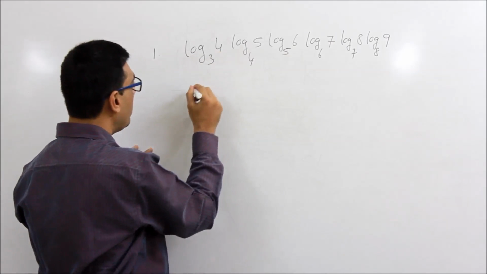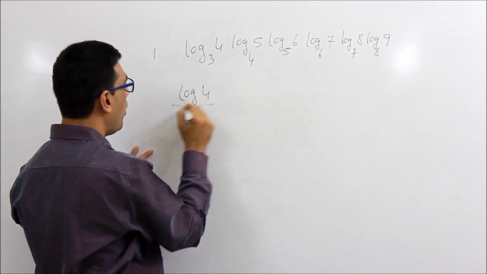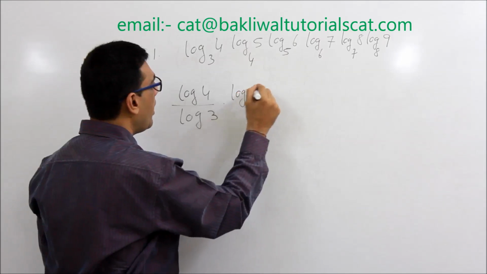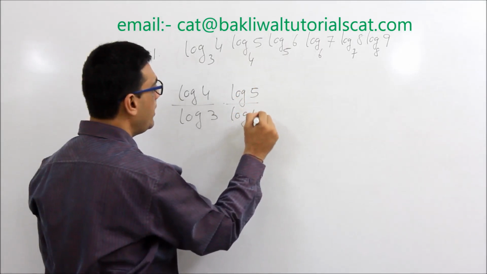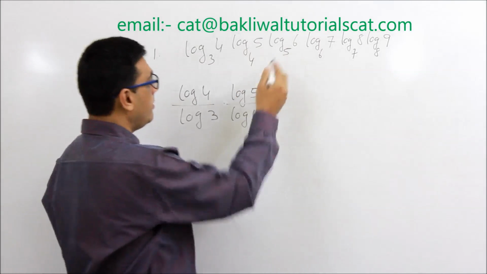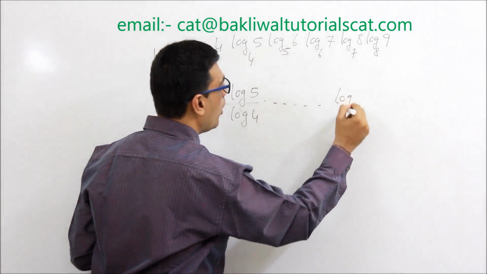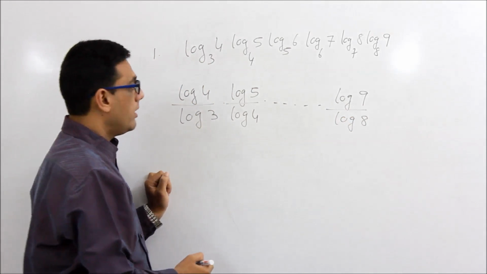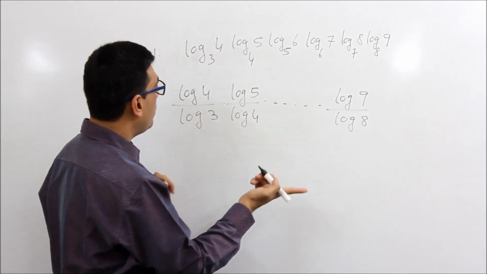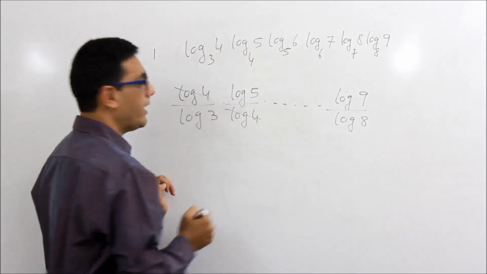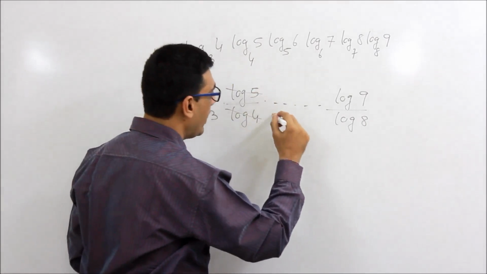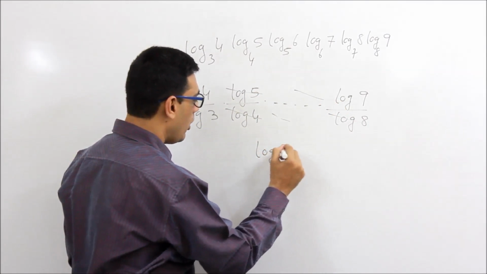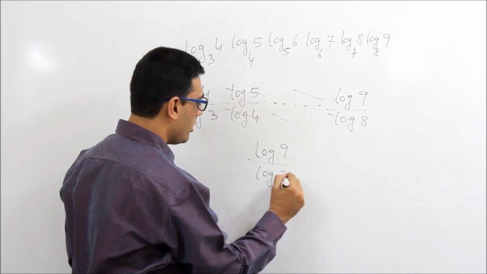Log 3 4 is nothing but we can write it as log 4 upon log 3. This is nothing but log 5 upon log 4. Please understand, my dear friends. Similarly, if you keep doing like this, you will get log 9 upon log 8. Now, you know what? This log 4 and log 4 will get cancelled. Similarly, this log 5 will get cancelled. Everything up to log 8 will get cancelled like this. So basically, you will remain with log 9 upon log 3.